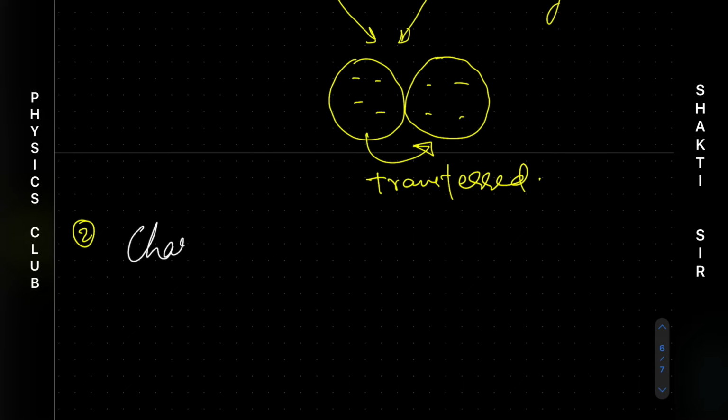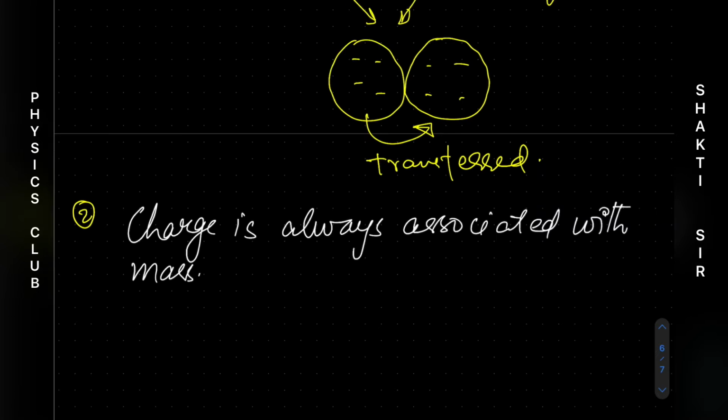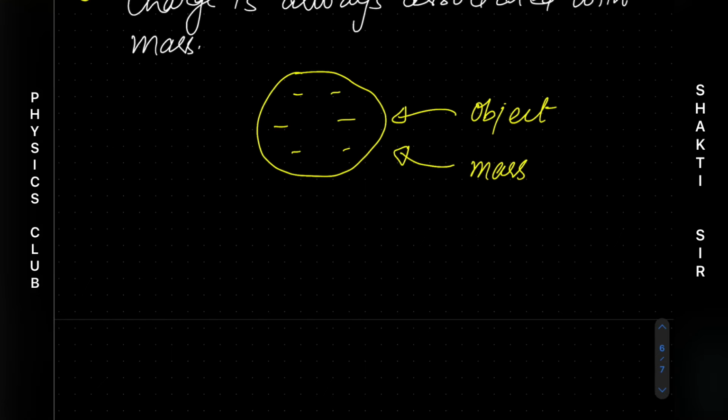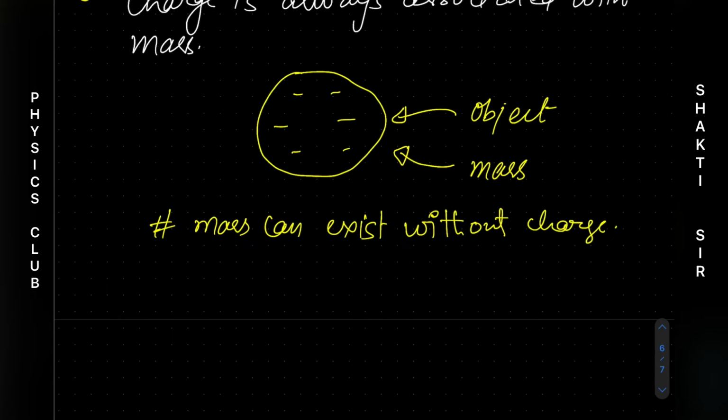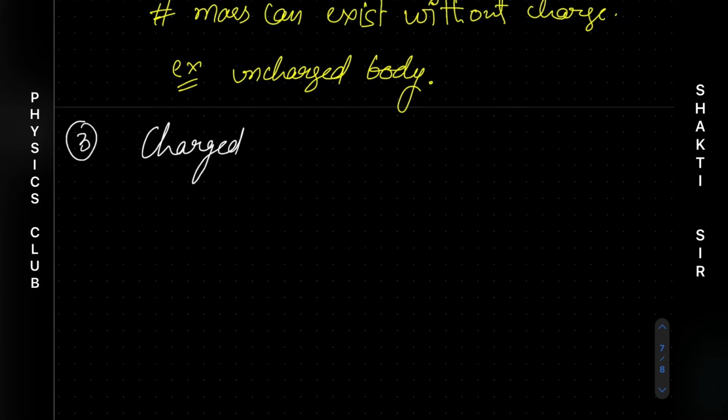Next property is that charge is always associated with mass. I hope you can understand it in your day to day life. Yes, if there is mass, then only there can be charge. It means that without mass, charge cannot exist. So, for an object having some mass, there can be charge, but without charge, mass can exist. There are so many examples. There are bodies which are uncharged, which are neutral in nature. It means that there is the possibility that a body can have no charge.